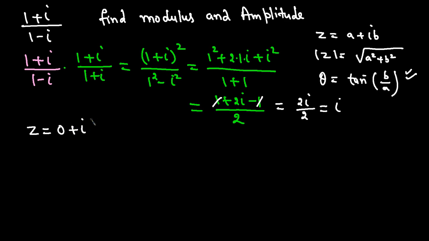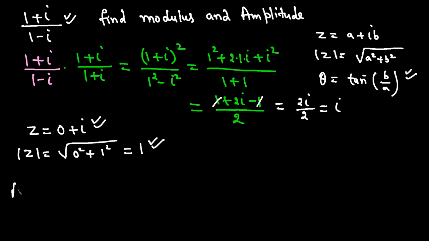So this is your complex number in standard form. And then we can find the modulus. Modulus of z is equal to square root of the real part squared plus the imaginary part squared, which is 1 here, 1 square. So this gives me just 1. So this is the modulus of this complex number.